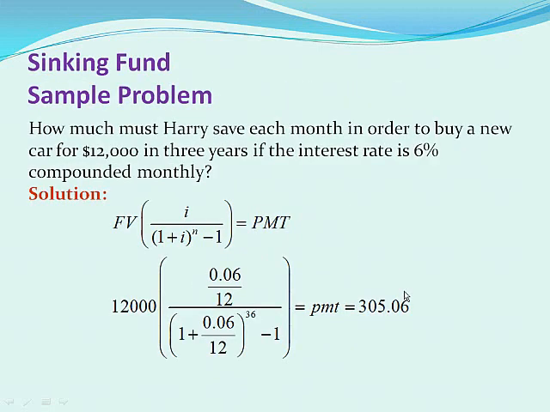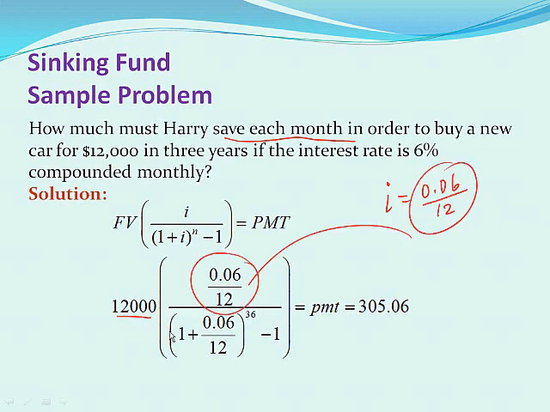Here is a sample problem. How much must Harry save each month in order to buy a new car for $12,000 in 3 years if the interest rate is 6% compounded monthly? So here we are speaking about the monthly payment. The future value is 12,000. So we can directly substitute here 12,000 multiplied by, again, the monthly interest rate, which will be 0.06 divided by 12. So once we do the arithmetic, we will get $305.06.